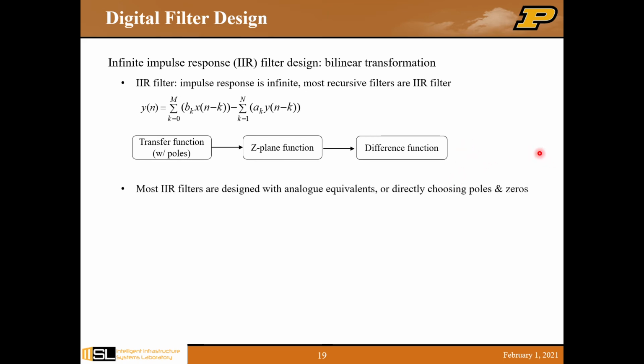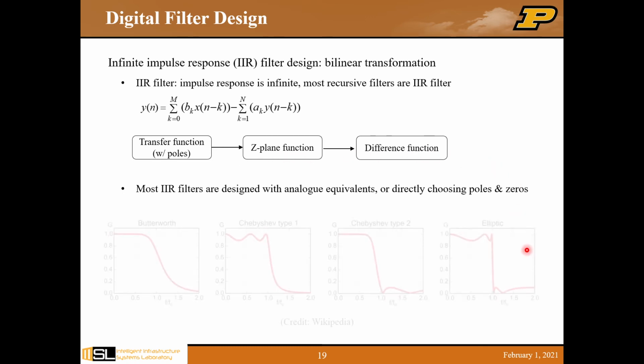Most IIR filters actually have analog filter equivalents. So in other words, we don't need to worry about how to build up or realize the transfer function. We just follow the well-established transfer function for the corresponding analog filters. Or you can also start from scratch: determine poles and zeros, build your own transfer function, then transform to the Z-plane, and then apply the difference equation here.